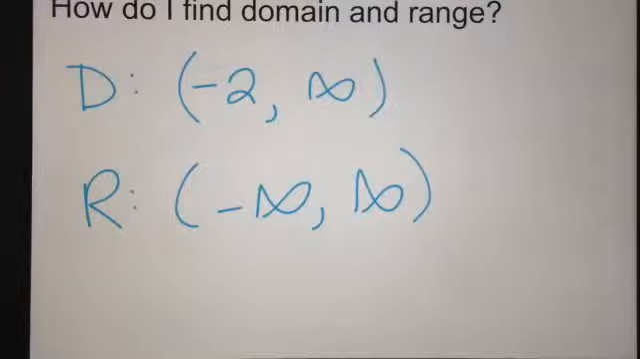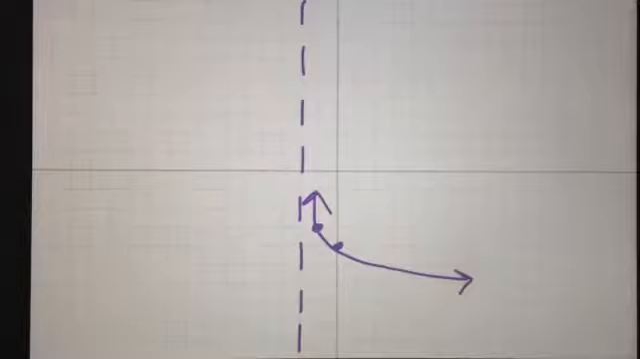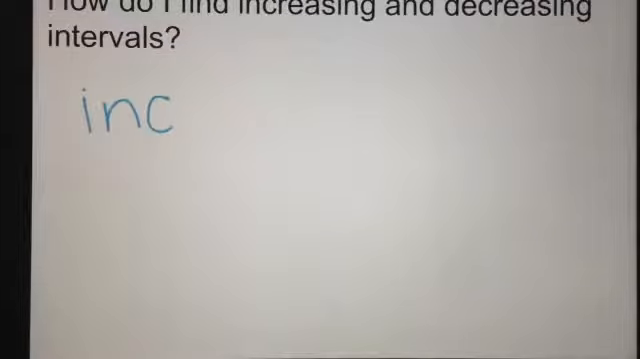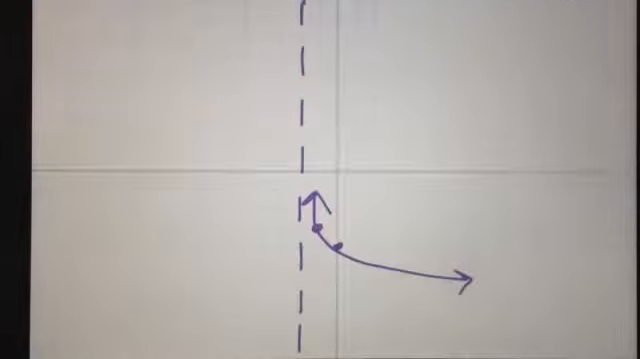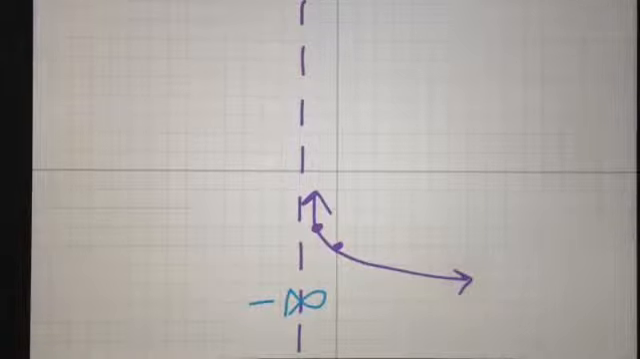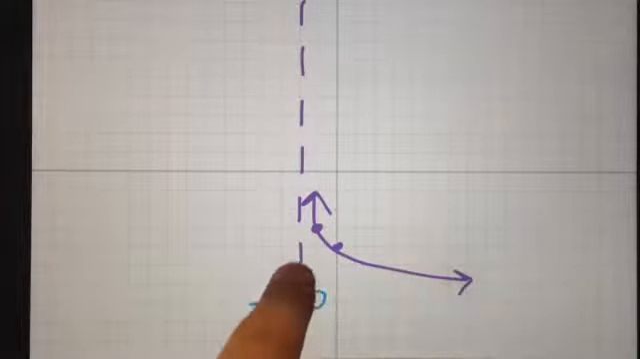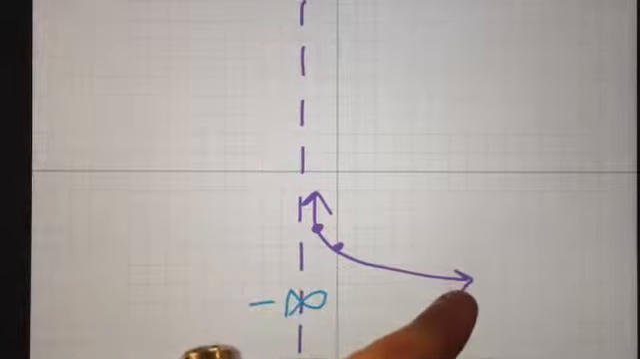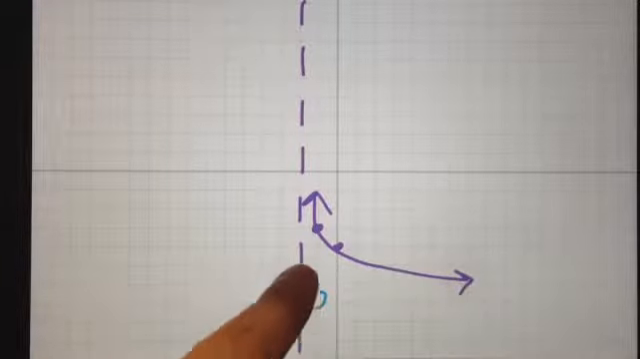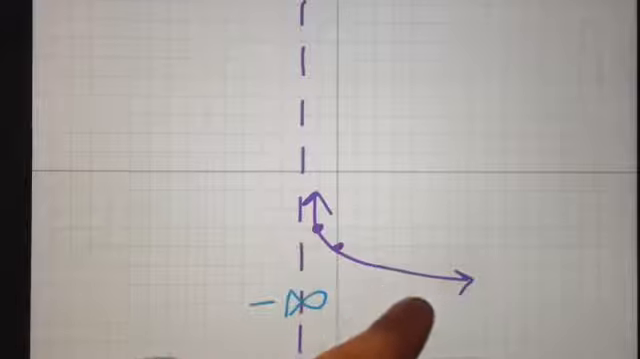All right, next it asks about increasing and decreasing intervals. If I follow my finger along this, this is definitely a decreasing graph. And so when I look at increasing, I'm going to say none. But when I look at decreasing, I got this part wrong on the video. The dotted line is at negative 2, so the decreasing at the very left side of the graph would be negative 2, and then all the way to the very right would be positive infinity. So don't write negative infinity, I'm wrong. For decreasing, write negative 2 to positive infinity.